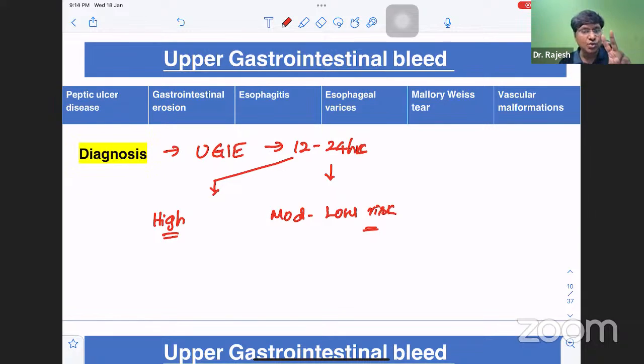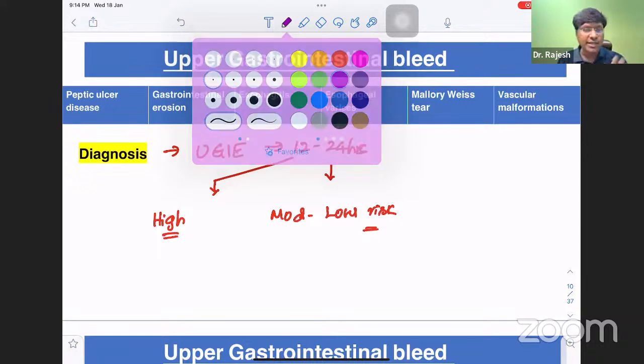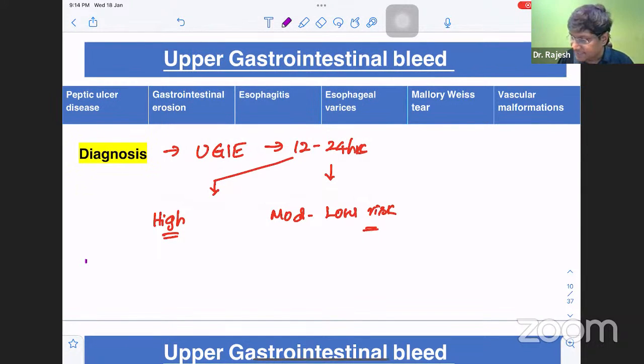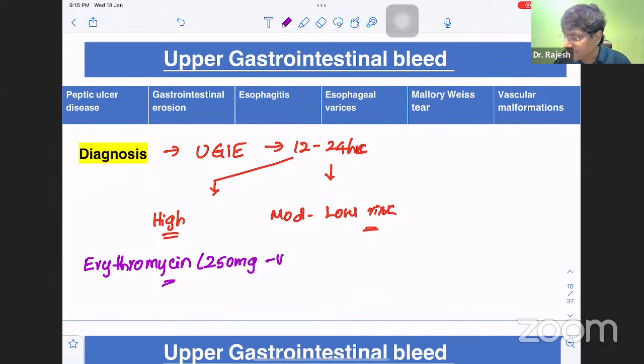Now, I will ask you two important quick questions. Before doing endoscopy, I will give erythromycin. Can anyone tell me what is the purpose of giving erythromycin? And how much erythromycin do you have to give? 250 milligrams of erythromycin, and that should be given intravenously, 30 minutes before the procedure. Now, who will tell me why I should give the intravenous erythromycin 30 minutes prior to the upper GI endoscopy?